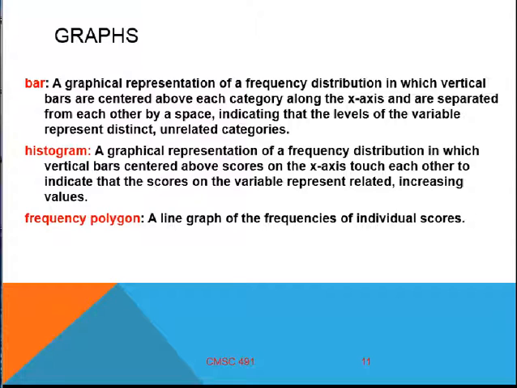A graphical representation of a frequency distribution in which vertical bars are centered above each category along the x-axis and are separated from each other by a space is a bar graph. A graphical representation of a frequency distribution in which vertical bars are centered above scores on the x-axis and each bar touches each other is a histogram. And a line graph of frequencies of individual scores is a frequency polygon.